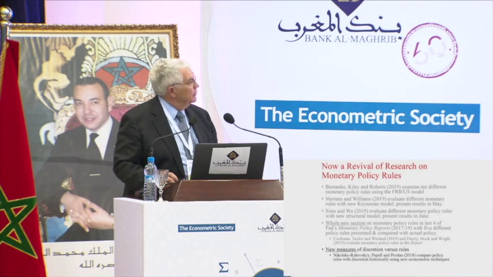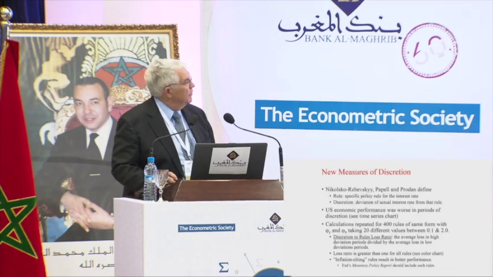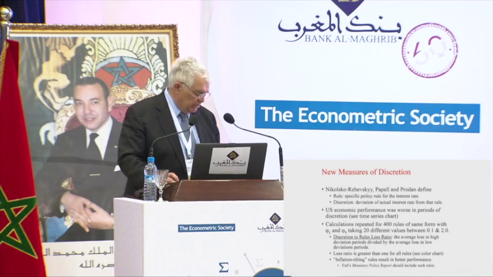This revival of rules has, in the last one here in bold, if you can see it, new measures of discretion versus rules that are being investigated. That's part of the revival, if I think of it that way. And one example is Nikolsko-Rzhevskyy, Papell, and Prodan, just a recent paper. And so to do that, they develop new measures of discretion. So this slide just describes what they do.